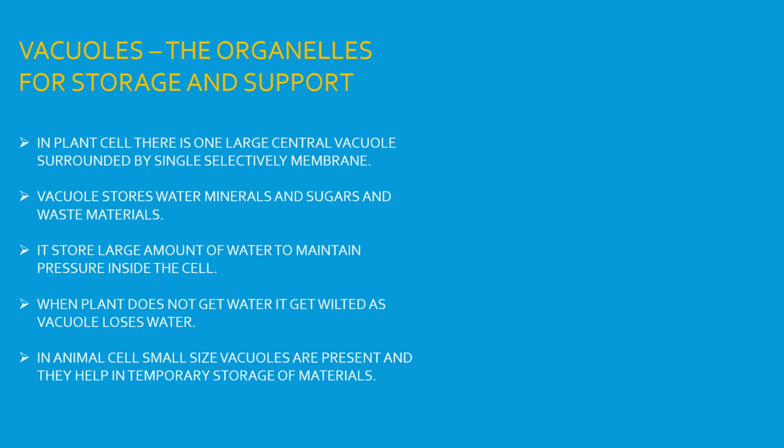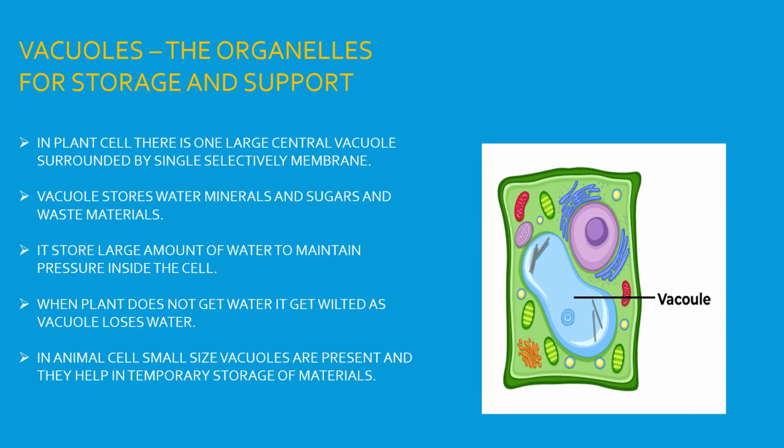Vacuoles, the organelles for storage and support. These vacuoles are commonly present in the plant cell in very large size. But in animal cells, we do not need the storage of food, so they are very small in size. In a plant cell, there is one large central vacuole surrounded by a single selectively permeable membrane.